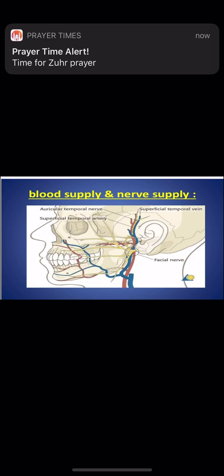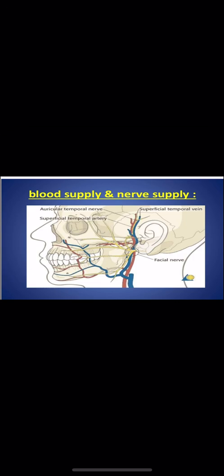There are other branches also, like deep auricular branch and masseteric branch of the internal maxillary artery. Next is the nerve supply. It is mainly by the branches of the mandibular division of the trigeminal nerve and mainly by the auriculotemporal nerve.